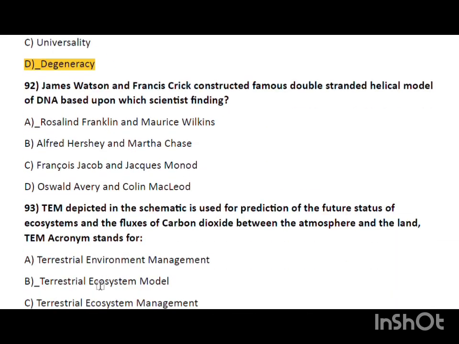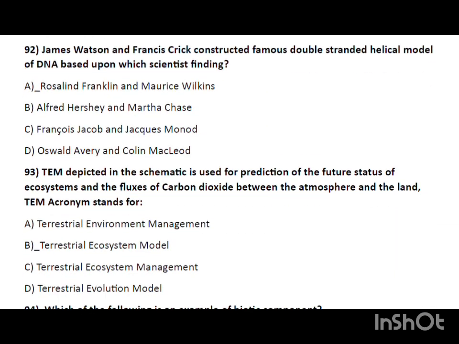Then question number 92. James Watson and Francis Crick constructed the famous double-stranded helical model of DNA based upon which scientists' findings? Option A, Rosalind Franklin and Maurice Wilkins. Option B, Hershey and Chase. Option C, Jacob and Monod. Option D, Avery and McLeod. The correct answer is option A, Franklin and Wilkins.